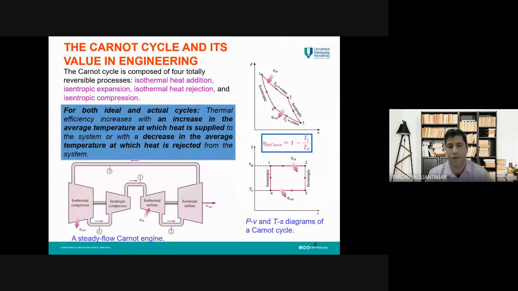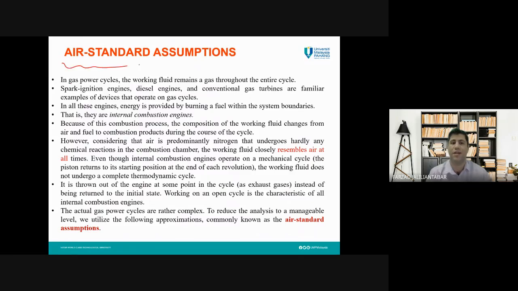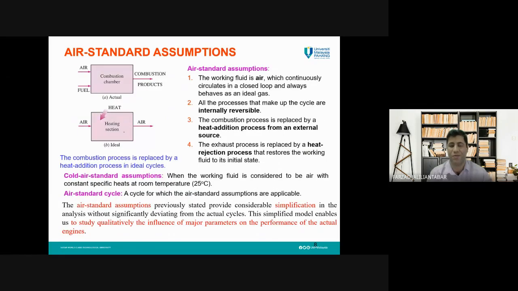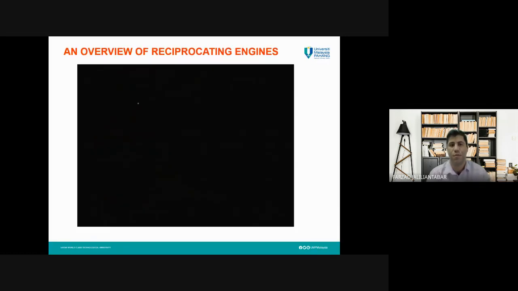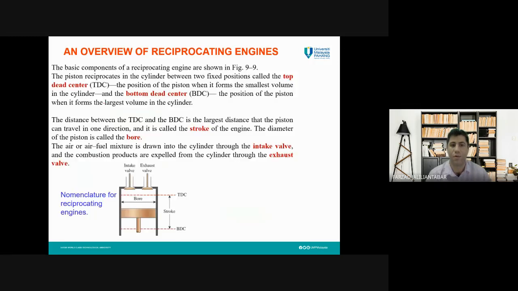I will briefly continue to discuss the Carnot cycle. Then I will tell you about air standard assumptions, why these assumptions are important, why we need to use them, and how we can use them. We will continue our discussion to introduce reciprocating engines, or internal combustion engines. I will tell you why they are important.